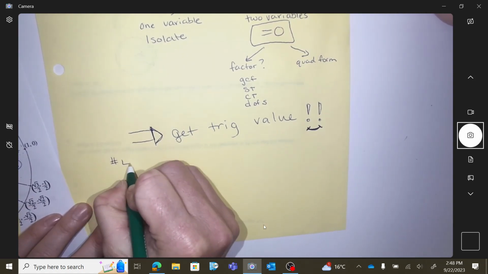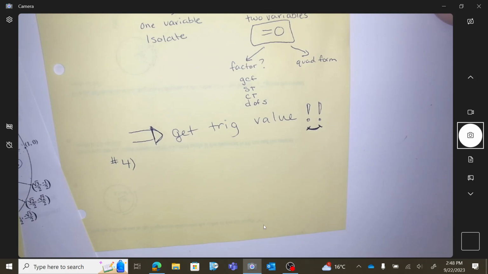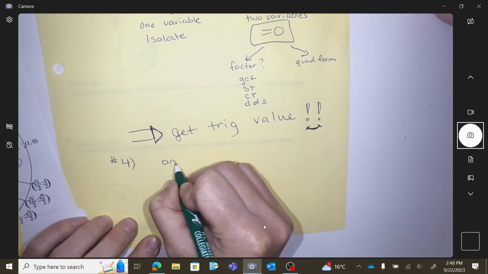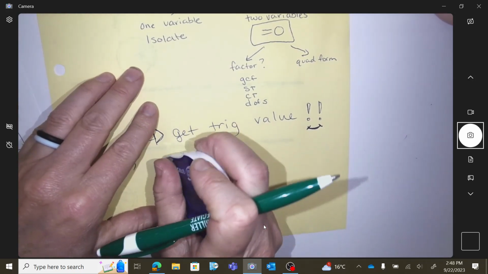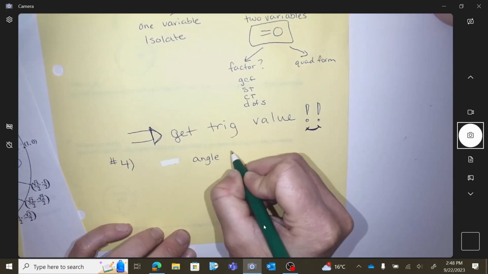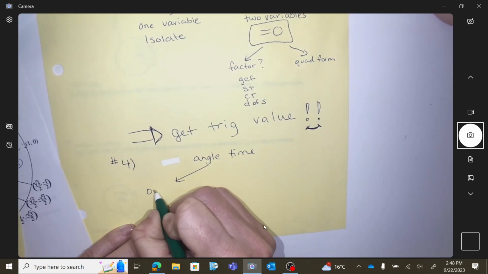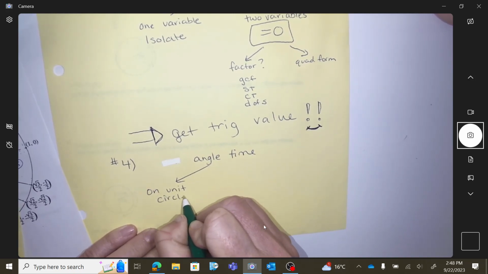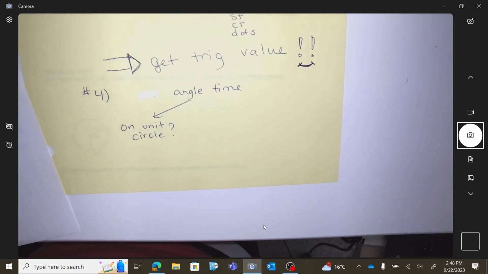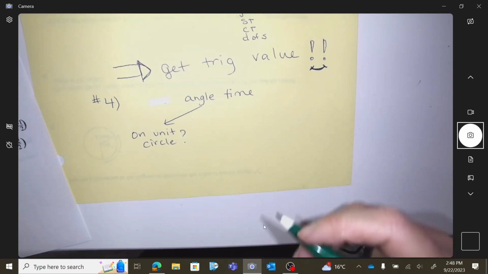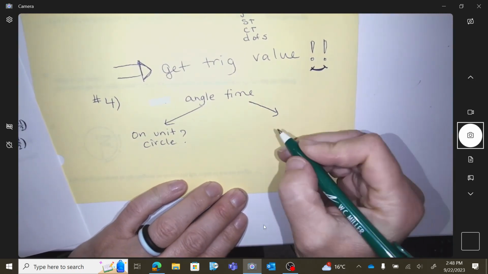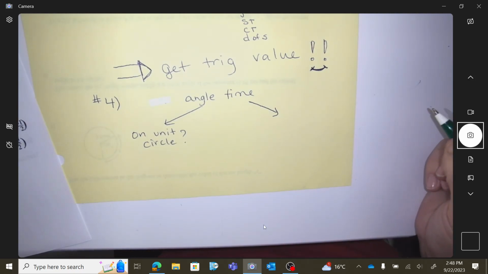Okay, so step 4. Now we're into trig solving, angle. So what's the first thing I think about with my angle? Is it on the unit circle? Now it's angle time. So the first thing you would go is on the unit circle. Okay, and then you would know what to do, right? If it's on the unit circle, you figure out where the angle is. So what do you do if it's not on the unit circle?